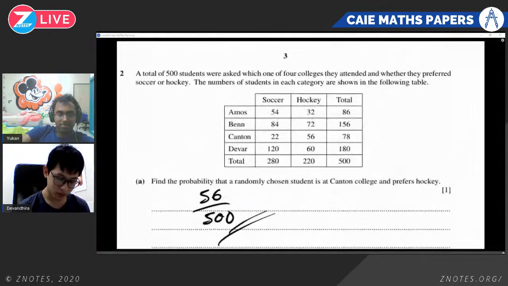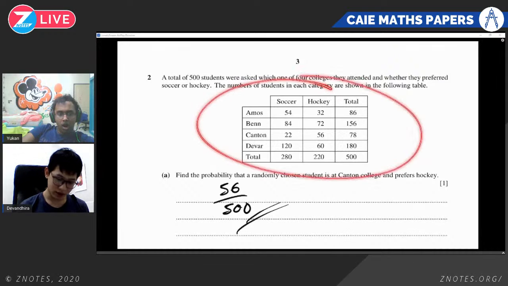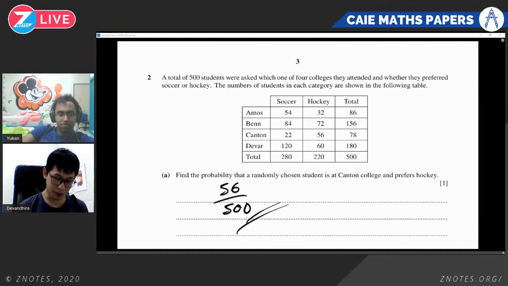Next question. A total of 500 students were asked which one of 4 colleges they attended and whether they preferred soccer or hockey. The number of students in each category are shown in the following table. So this is the table right here. Find the probability that a randomly chosen student is at Canton College and prefers hockey.